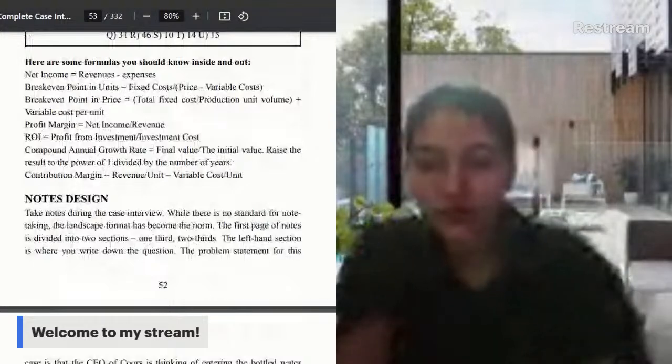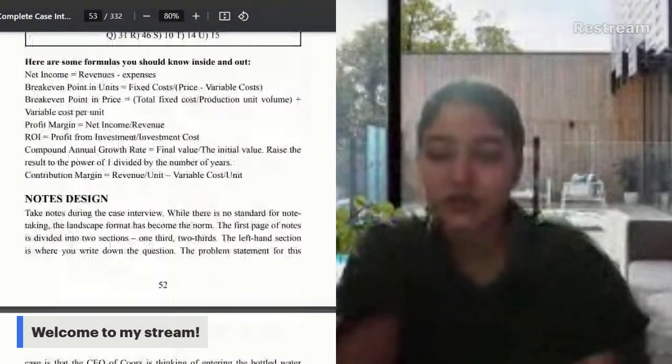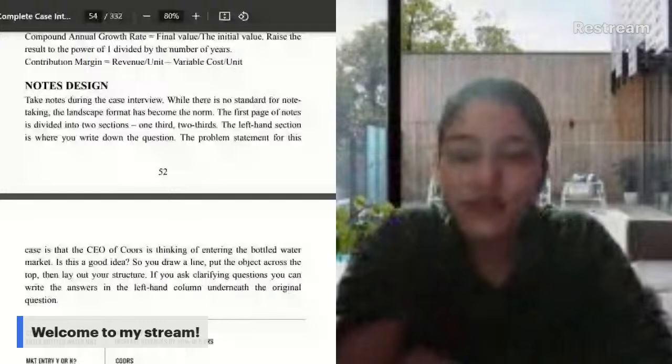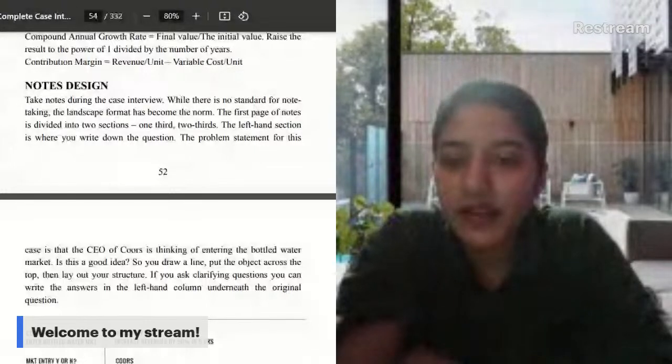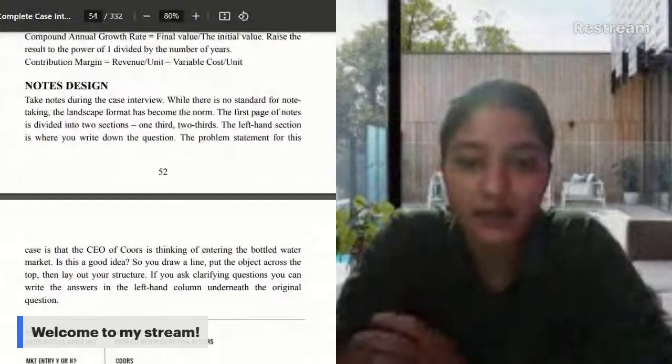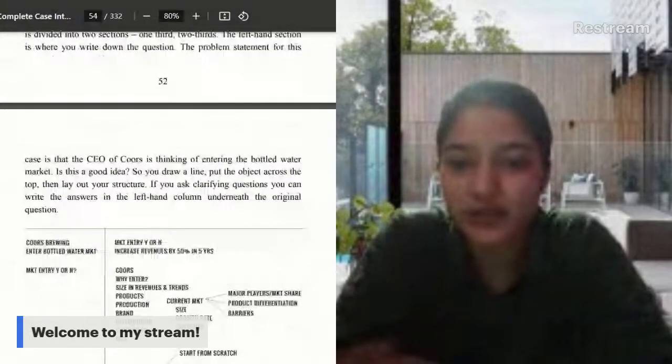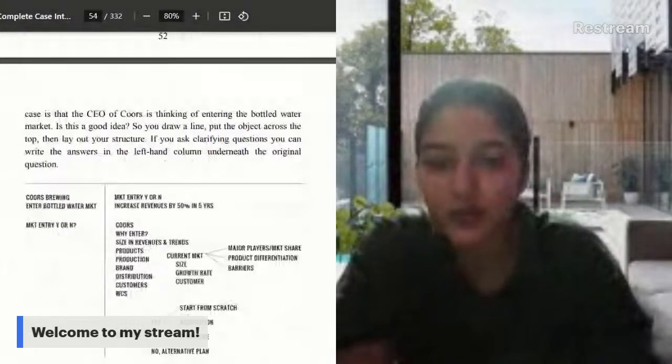Notes design. Take notes during the case interview. While there is no standard for note taking, the landscape format has become the norm. The first page of notes is divided into two sections, one third, two thirds. The left-hand section is where you write down the question. The problem statement for this case is that the CEO of Coors is thinking of entering the bottled water market. Is that a good idea?